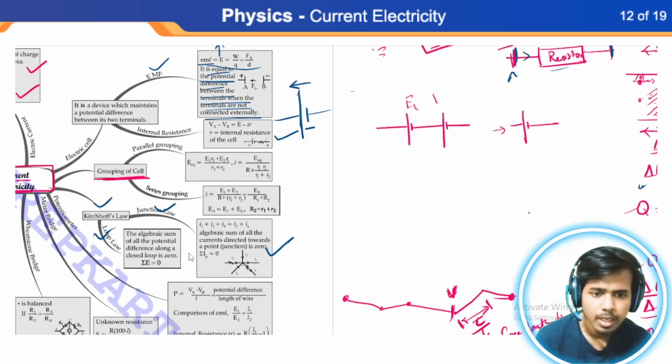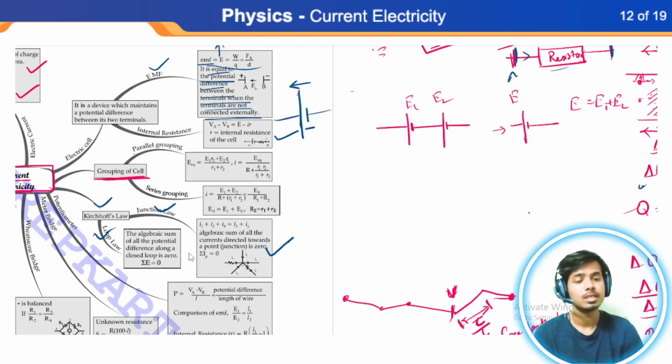That's E1 and E2 and E. So E is equal to E1 plus E2, if they're facing alternate phases. If they're facing the same phases, then you'll have to subtract.